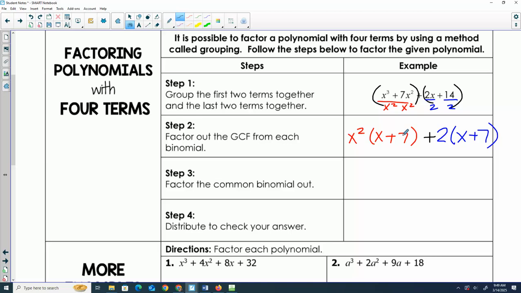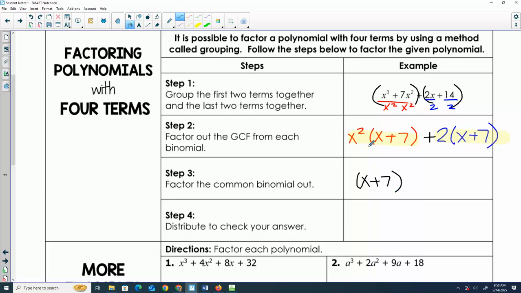Okay, now if you look at these, we have 2 terms. What do you notice about both of these? What do they have in common? They both have a parenthesis that matches, right? They both have an x plus 7. So what we are going to do is now factor out that x plus 7.